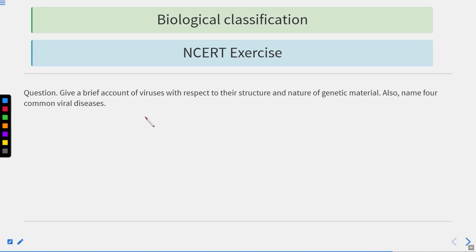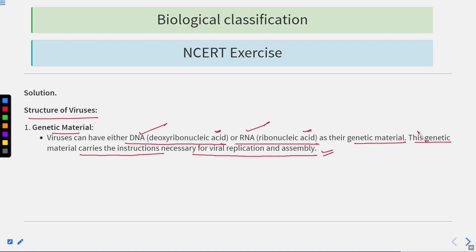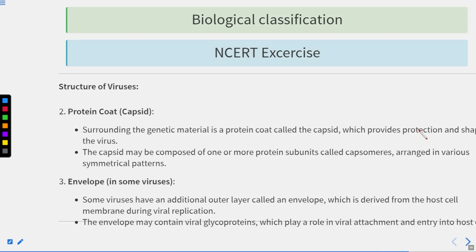Next question: give a brief account of viruses with respect to their structure and nature of the genetic material. Also name 4 common viral diseases. So, structure of virus and genetic material. Viruses can have DNA, deoxyribonucleic acid, or RNA, ribonucleic acid, as their genetic material. This genetic material carries the instructions necessary for viral replication and assembly. For the process of replication, there is a requirement of nucleic acid, so DNA or RNA could be the genetic material for them.